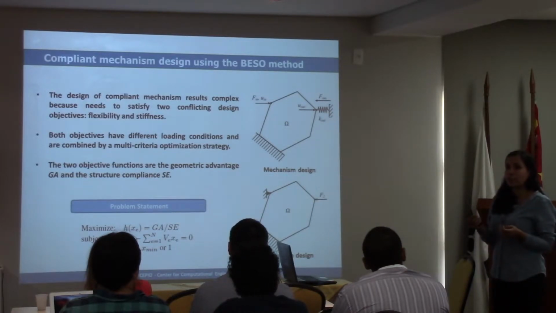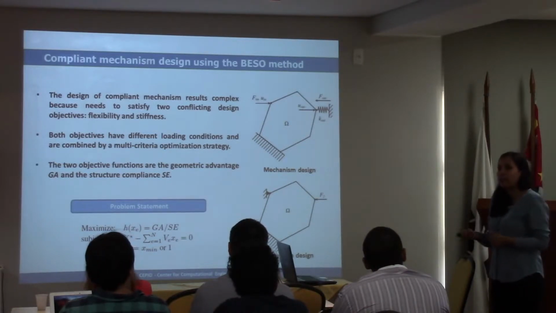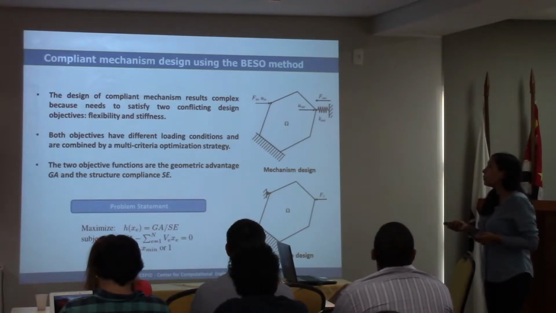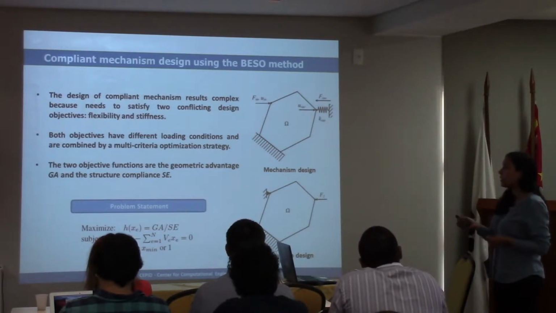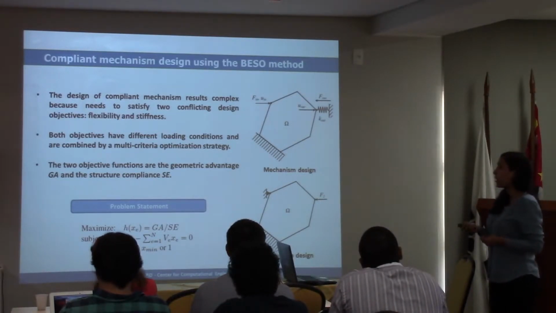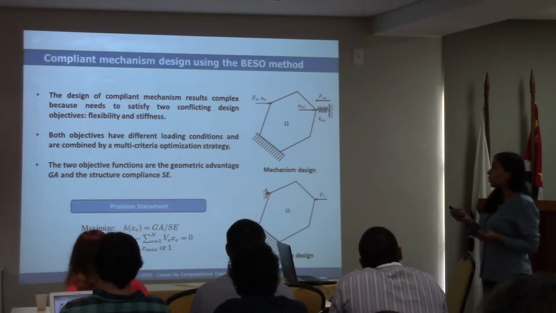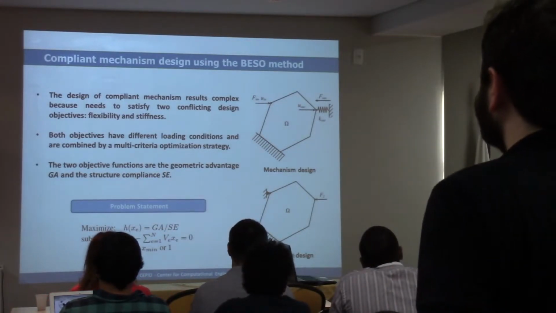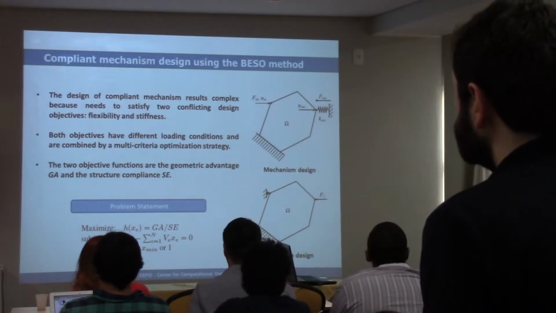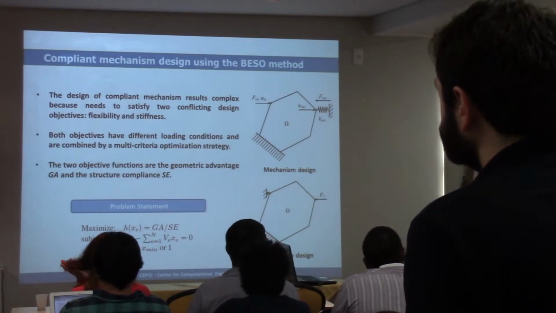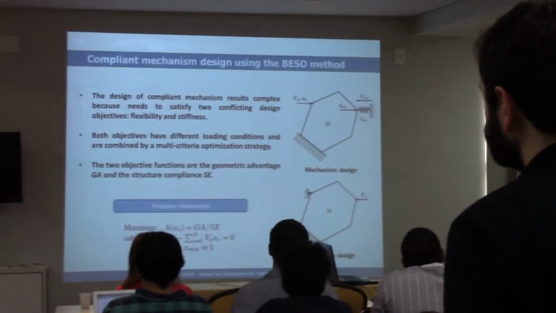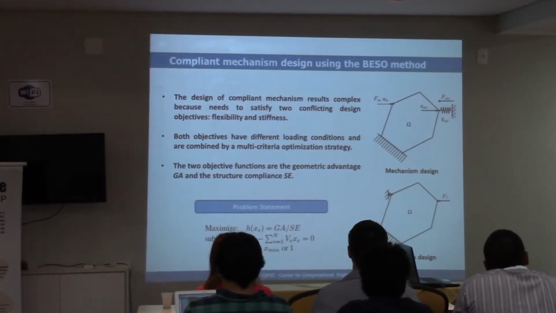Those two objective functions are contrary. If you have a flexible structure, it is not stiff enough. So we need to find a way to combine them. The way to combine them is this formulation. It's a multi-criteria formulation that we use with two different loading conditions. We study two different structures that are related, and we put them together in one and only one objective function.